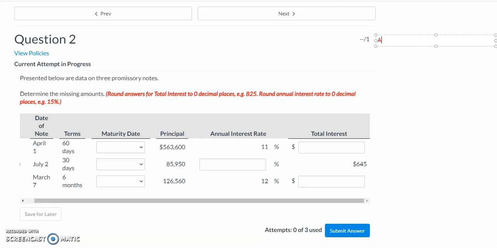So we're going to compute interest for the period of April 2nd through the 30th. So that's going to be 29 days. We're also going to be computing interest for May 1st through the 31st. So that's going to be 31 days. And if you add that up together, that's how you're going to get to your 60 days. So our maturity date for the first example right here is going to be May 31st.